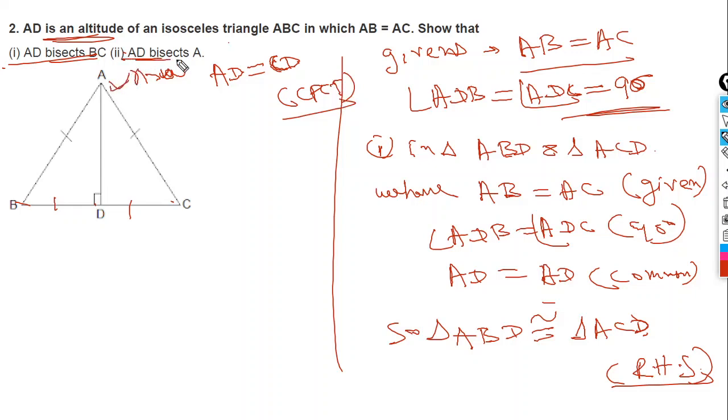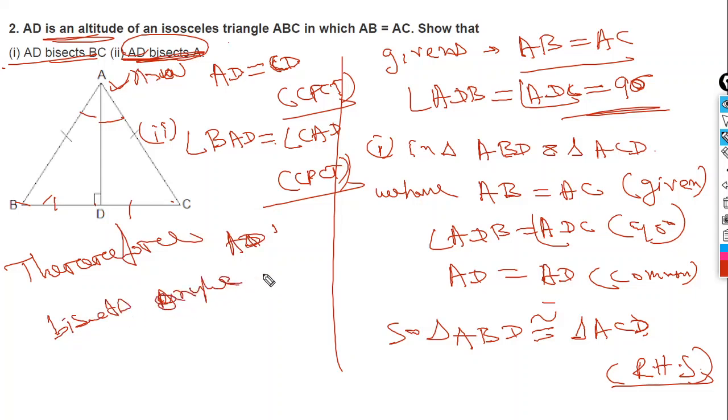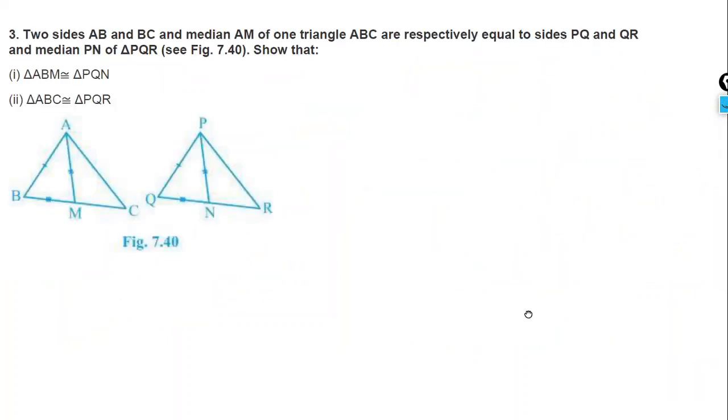Second part, AD bisects angle A. That means these two angles, angle BAD and angle CAD, must be equal. Again, part II: angle BAD equals angle CAD by CPCT. Therefore AD bisects angle A. Okay, so it is proved now. Now we'll move to question number 3.